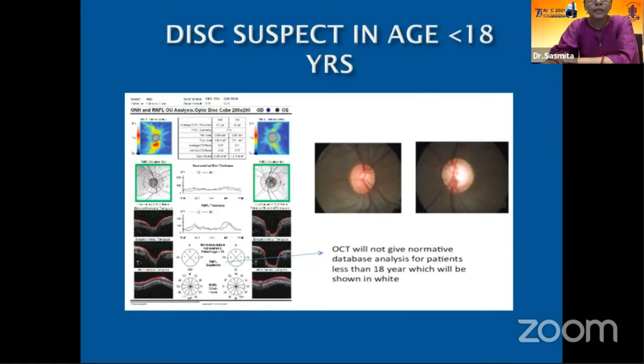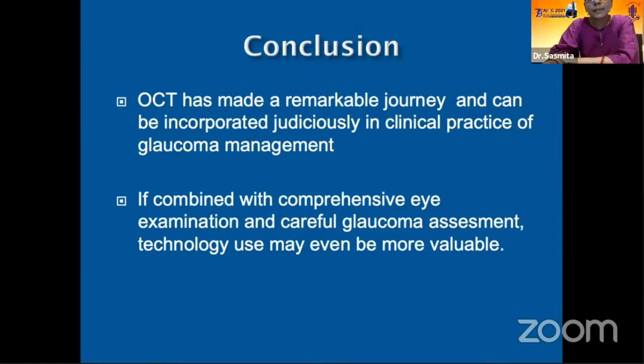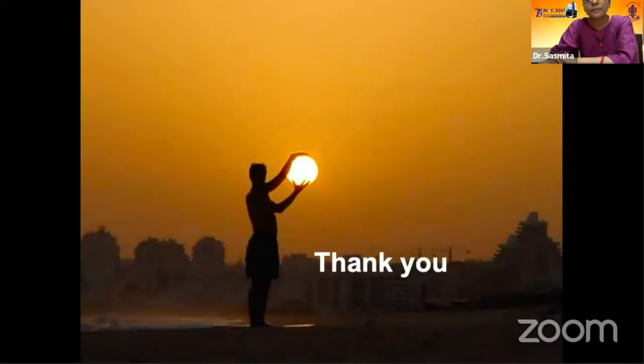So to conclude, OCT has made a remarkable journey and can be incorporated judiciously in the clinical practice of glaucoma management. If combined with comprehensive eye examination and careful glaucoma assessment, technology use may even be more valuable. Thank you.